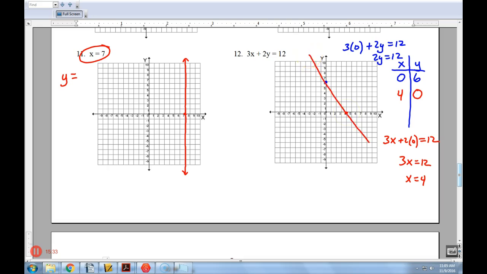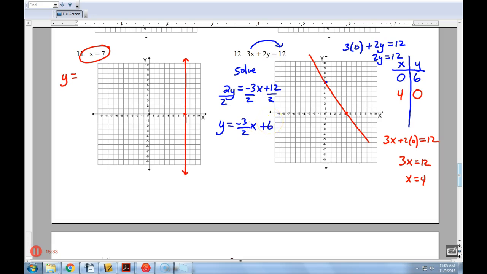Now, some other people might do it differently. They might just solve for y, force it into slope-intercept form. So I need to subtract 3x to move it to the other side. And then I need to divide everybody by 2. And when I simplify that, I get -3/2 x plus 6.